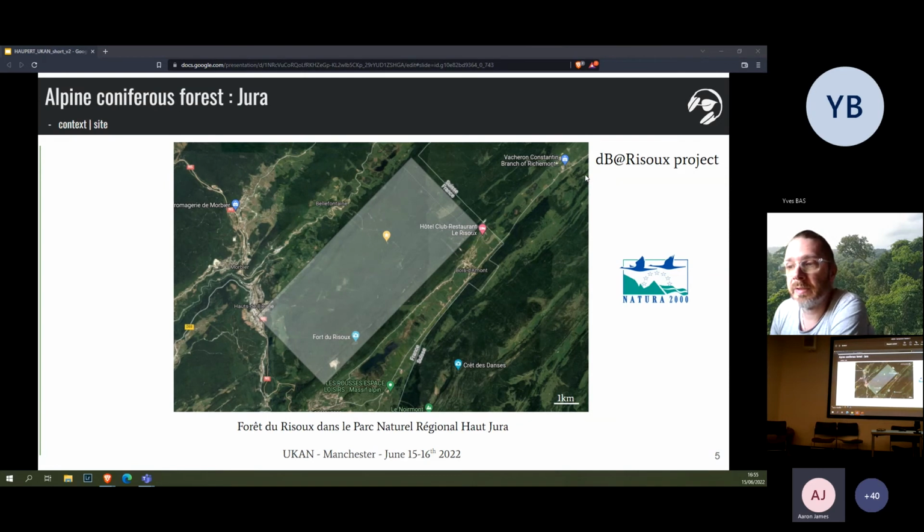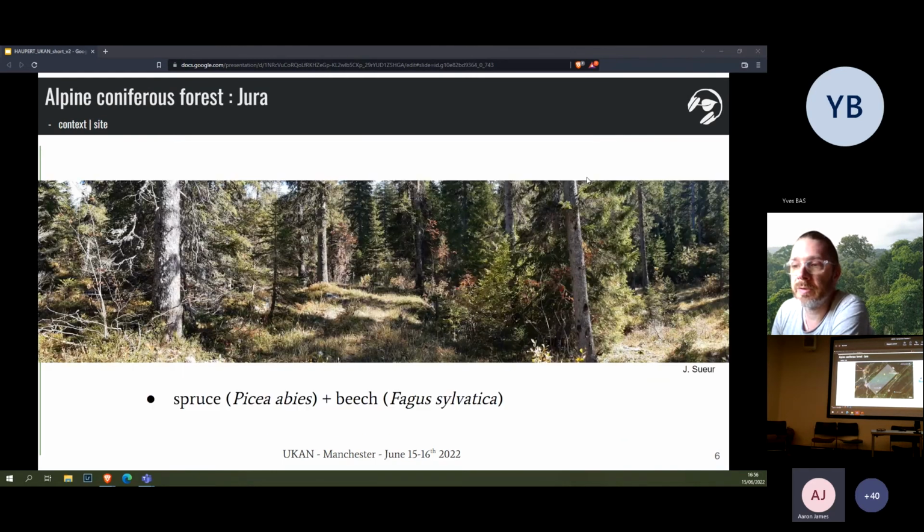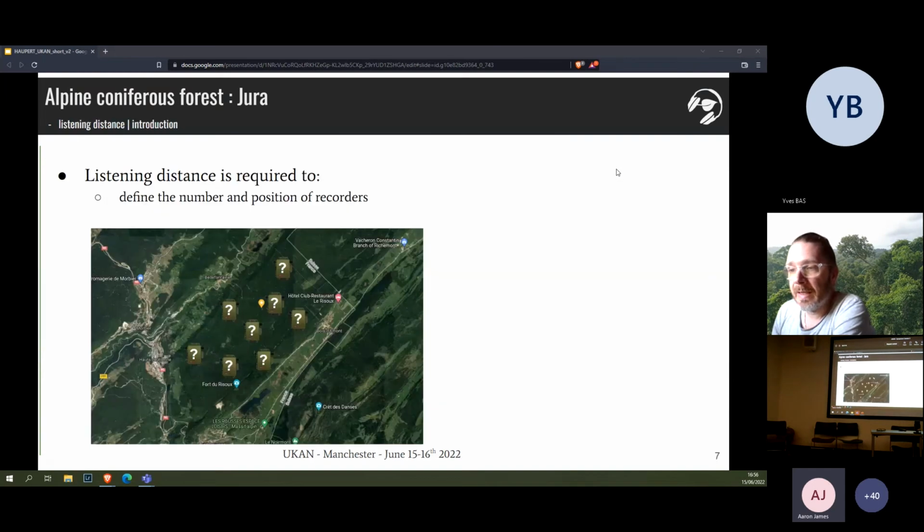The forest is located near the Switzerland border in the Parc Naturel Régional du Haut-Jura. The name of the forest is La Forêt du Rizou, which is a Natura 2000 site, and we call that project DB at Rizou. The ecosystem of the Rizou forest is an alpine coniferous forest with spruce patches mixed with beeches.